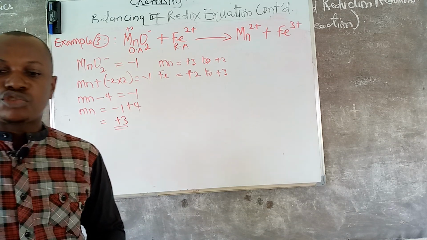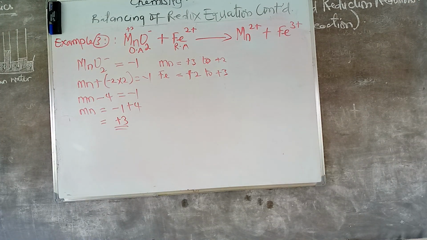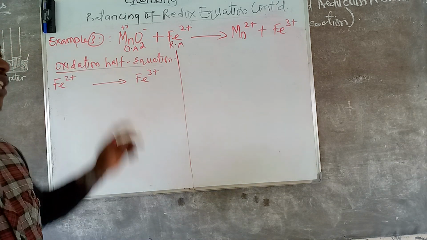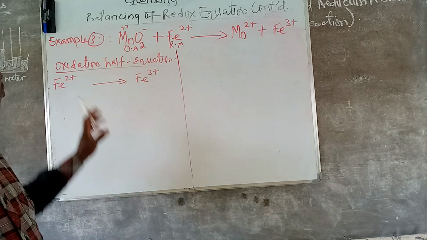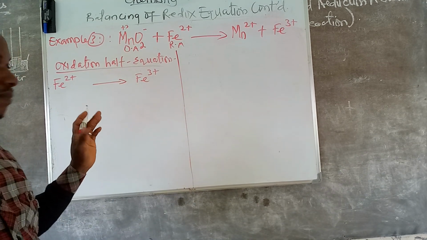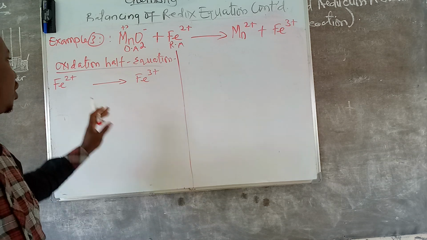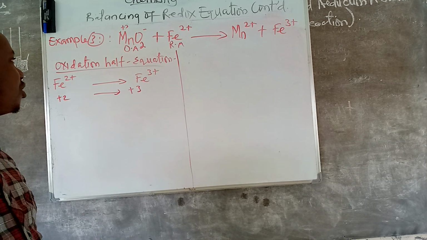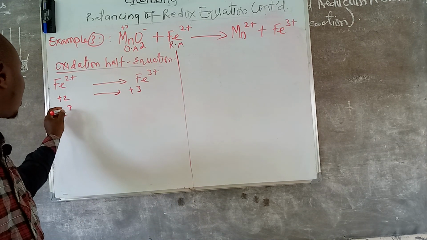The next step is to put the oxidizing agent on the reduction half equation and put the reducing agent on the oxidation half equation. In the oxidation half equation, I have represented the reducing agent because it is the one that is oxidized. First rule, balance the number of atoms. One ion, number of atoms is balanced. Second rule, balance the number of charge. Charge of this side is +2, while charge of this side is +3. How do you balance it? You add electron.